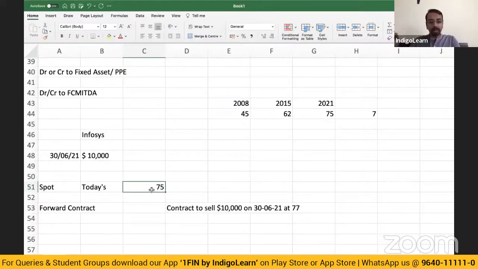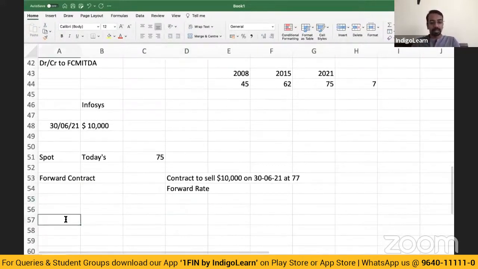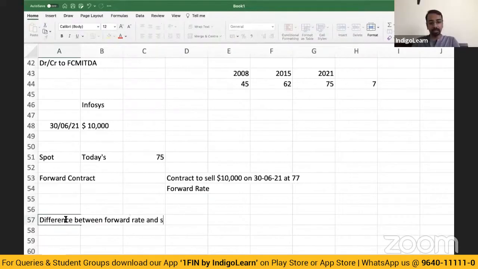Now, on the date of 30th June, the exchange rate may be 100, the exchange rate may be 50. This contract will be settled at 77. Now this 77 is called the forward rate. Okay. Now the difference between the forward rate and the spot rate.